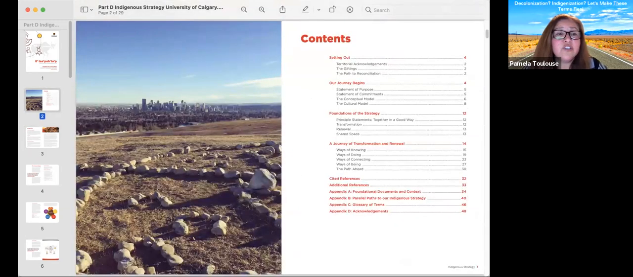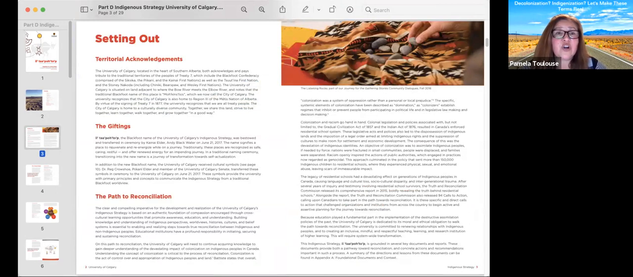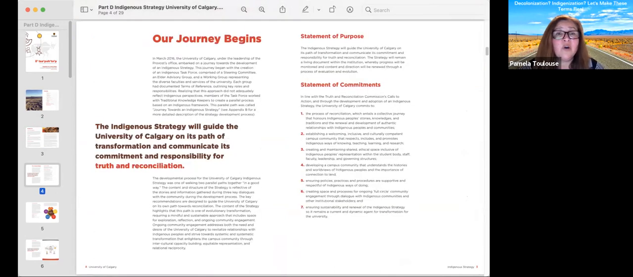That's what it was. What I love about this is, I'm going to open it up, it starts out right away. It gives the acknowledgements. It talks about the gifting and what reconciliation looks like to the community, Indigenous and non-Indigenous. It starts out right away: these are our lands. Not only that, it talks about the journey, why they're doing it, and what the commitments are of the University of Calgary and the elders.